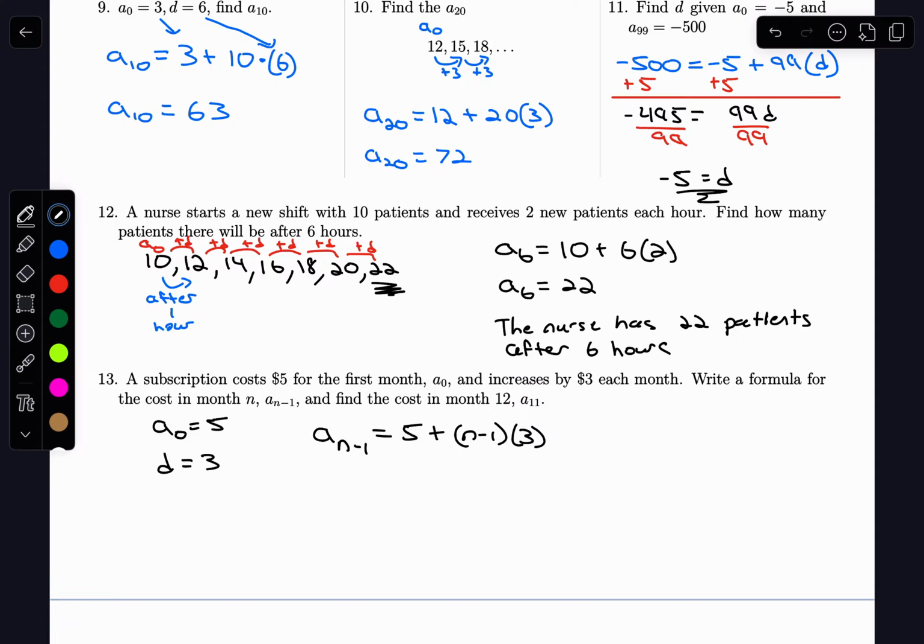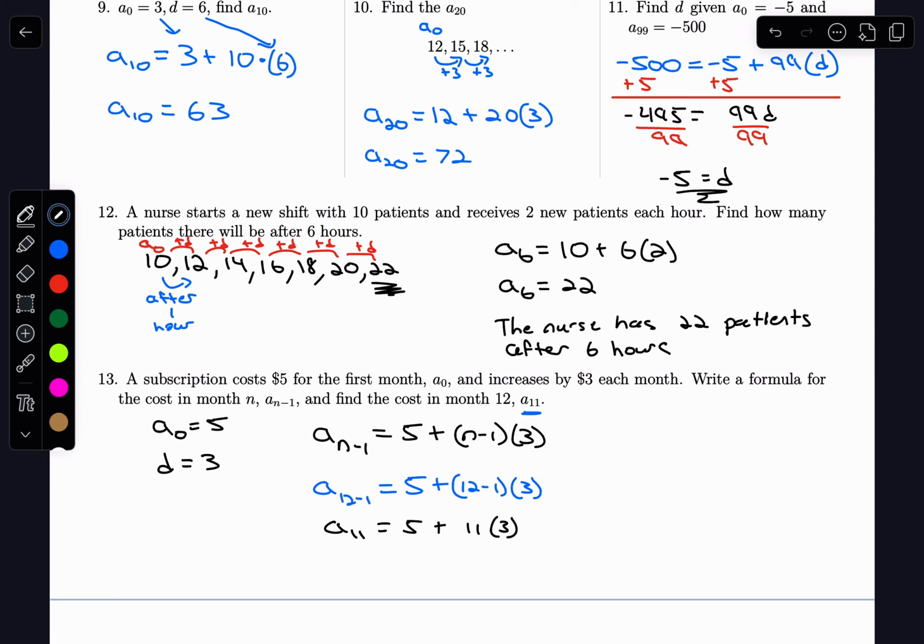So if I make N equal 12, then I am finding A sub 12 minus 1. Notice that 12 minus 1 is in fact A sub 11. A sub 12 minus 1 is going to be equal to 5 plus 12 minus 1 times 3. And notice what happens when I simplify this. We get A sub 11 equals 5 plus 11 times 3. And that's exactly what our explicit formula normally is. The only thing that made this feel a little bit awkward is the N minus 1 thing. That way we can properly represent which month we're in.